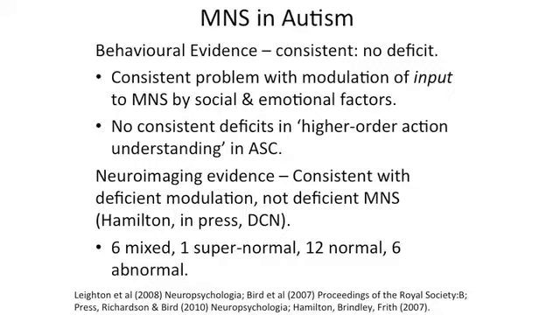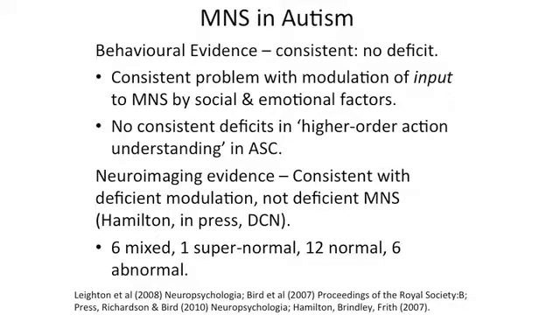And Tony's just done a fantastic review, it's in press at the moment, looking at the neuroimaging evidence. Again, this is really inconsistent. 6 papers show mixed evidence for mirror neuron impairment, 1 shows a supernormal mirror system in autism, 12 show it's absolutely normal, 6 show it's abnormal. So there is no consistent problem.